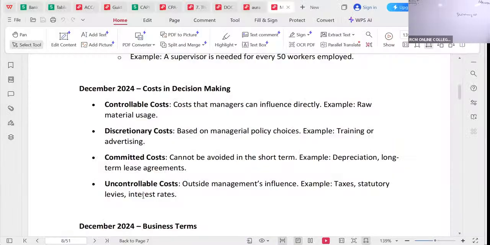Then we have uncontrollable costs. Those are costs which management cannot influence. Example, the government tax. Rent is the very best example. You can't influence it. If you want to influence rent, then be ready to disappear from someone's house. So those examples are very good. You must keep on giving them in your exams.